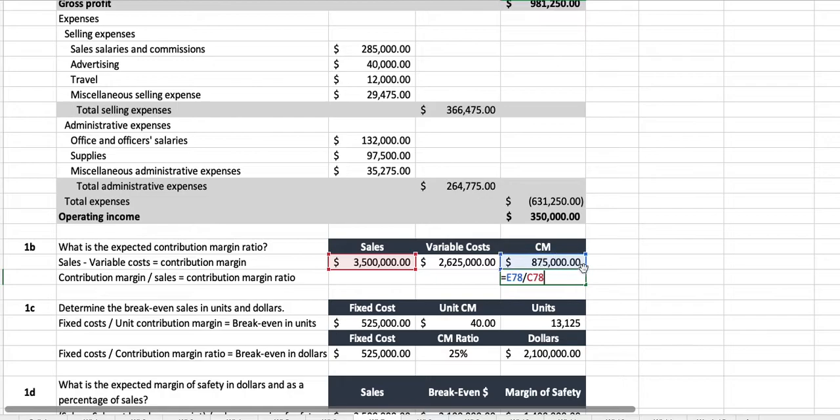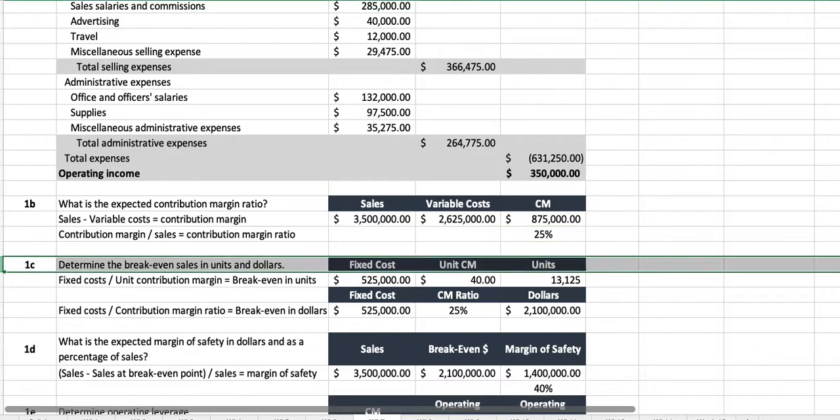So I took my contribution margin and I divided it by the sales. This tells me that for every dollar that I generate in sales, 25% of it goes to paying my fixed expenses, or 25 cents goes to generating operating income. Okay, so now let's go on to the next one, which is determining the break-even sales in units and in dollars. So the break-even point is this level where revenues and expenses equal each other.